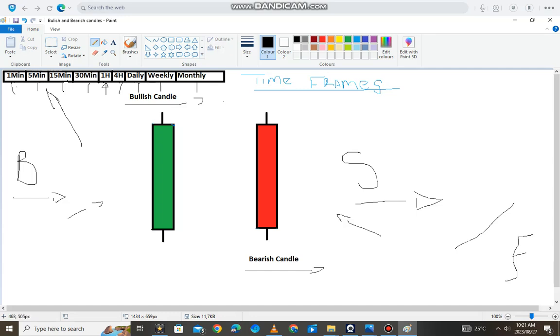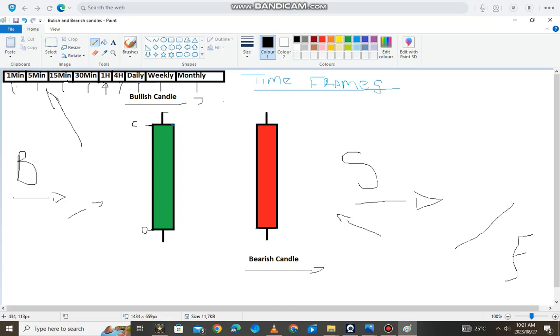Now, how do we read a candlestick, or what information can we get from a candlestick? If we look at a bullish candle, it is going to open at this level here, and it's going to close here. So not only can we see that a green candle represents buyers in the market, we can also see where the market opened and where it closed.